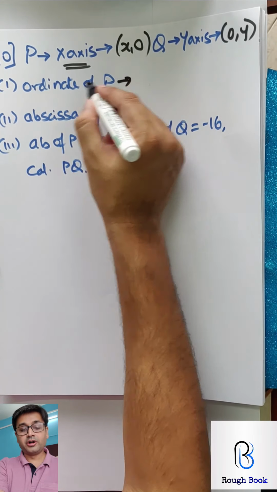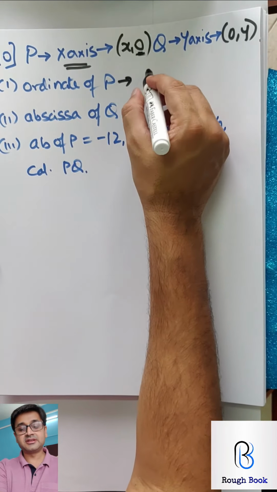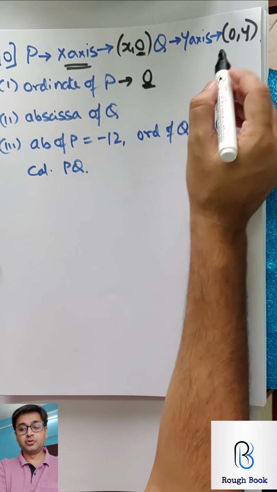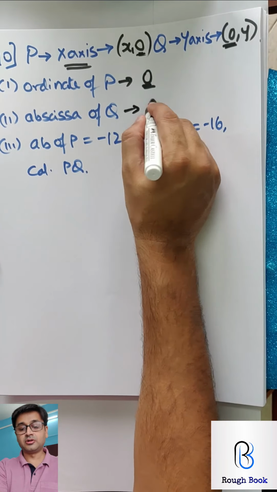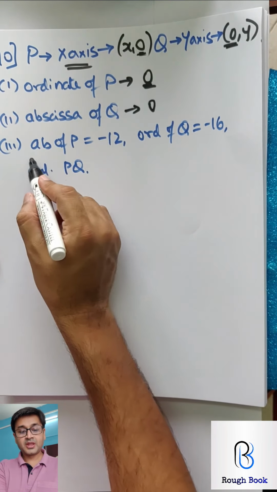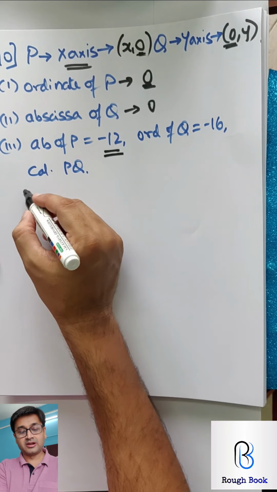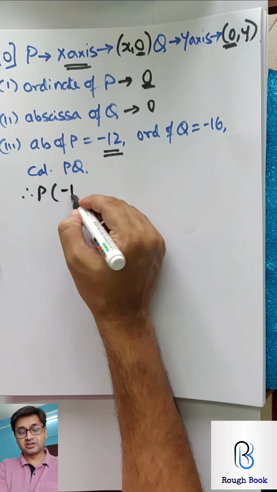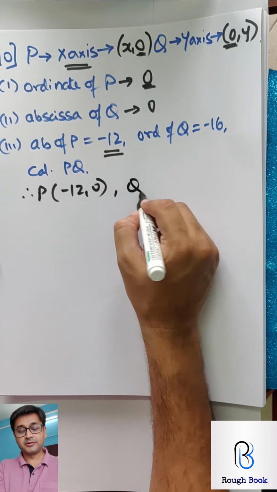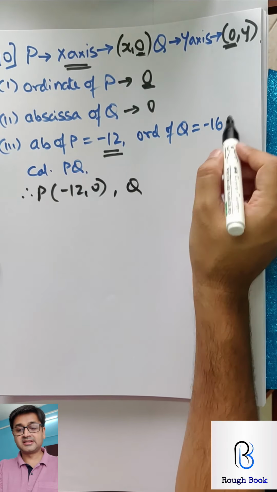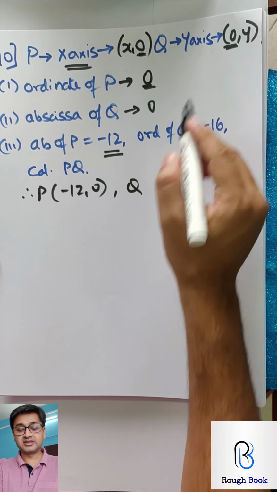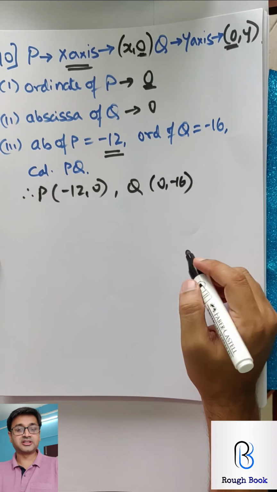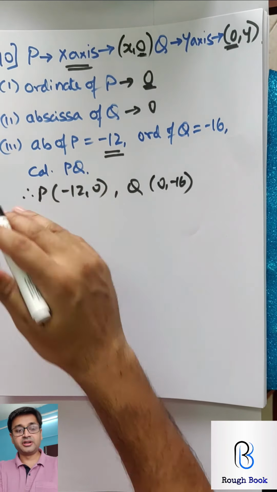Now they say write the ordinate of P. Ordinate of P is 0. Abscissa of Q is also 0. Two questions attempted. Now if abscissa of P is minus 12, then P will be what? Abscissa is x, which is minus 12, and we know ordinate is 0. And the ordinate of Q is minus 16, so it will become 0 comma minus 16. You should know what is ordinate and what is abscissa. Abscissa is x, ordinate is y.